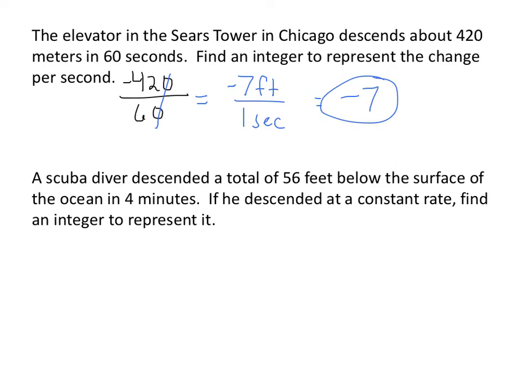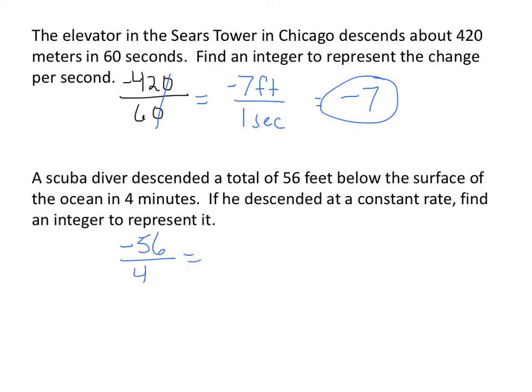Why don't you go ahead and pause the video and then try this last one on your own and see how you do. A scuba diver descended at a total of 56 feet below the surface of the ocean in 4 minutes. If he descended at a constant rate, we want to find an integer to represent it. So he's descending 56 feet in 4 minutes.